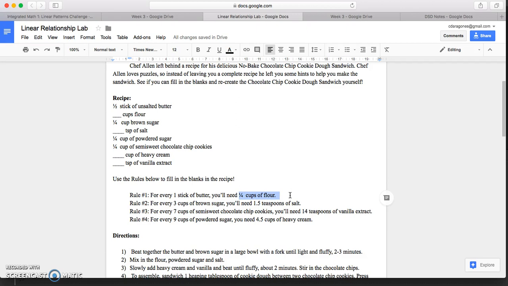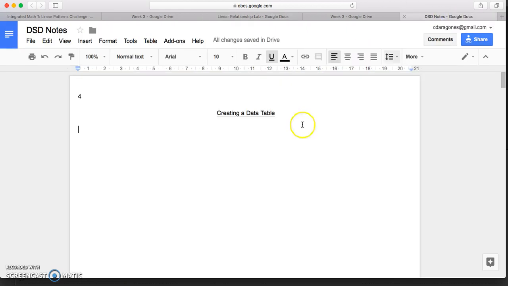So, whether I want to increase or decrease this, a useful way of seeing the relationship between two variables, two things, is with a data table. So on page 4 of your notebook, go ahead and write number 4 on the top left corner. And you can write the title, Creating a Data Table. Once you're finished, pause the video while you do that, and then you can continue.